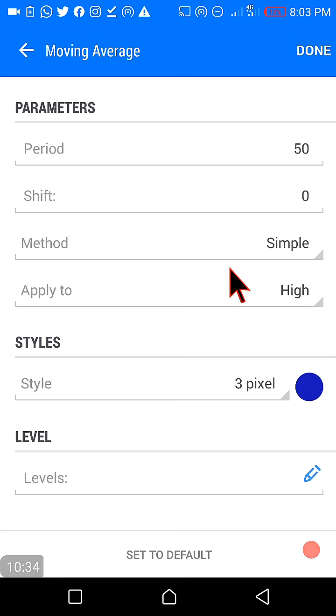The high value of the candle, either it's a bearish candle or a bullish candle, is going to apply to the high value of the candle. So with that, that is the value you're going to get. Then the next one is applying it to the low. So all this applied to is talking about the candle, applying it to the low of the candle. So this is period 50 shift 0 method, simple, but it's applying it to the low of the candle.